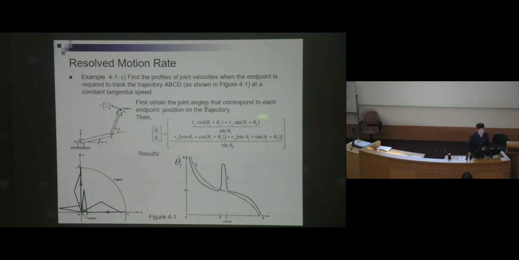You need to find the joint angles that correspond to each endpoint position on the trajectory. You do the computation, and then you plot theta i dot with time. So you can see the profile given here.